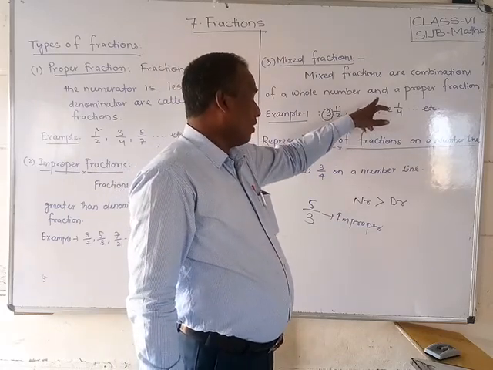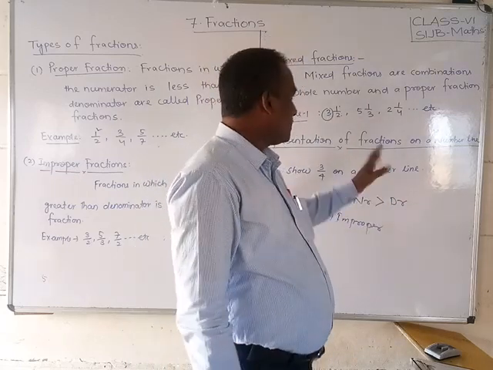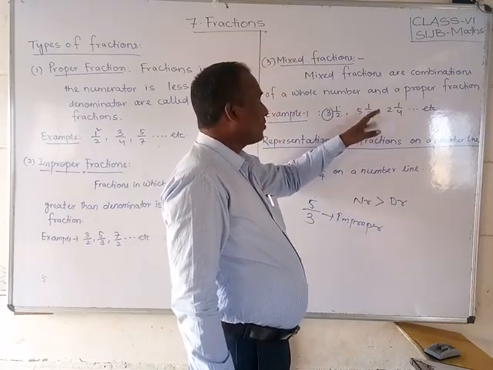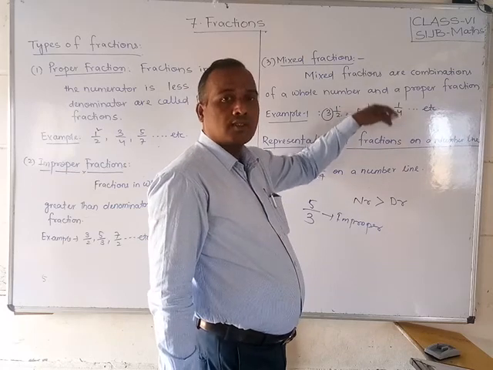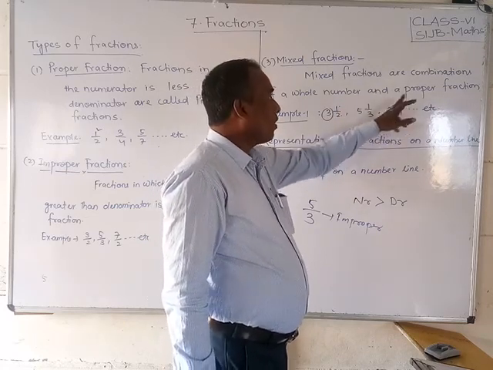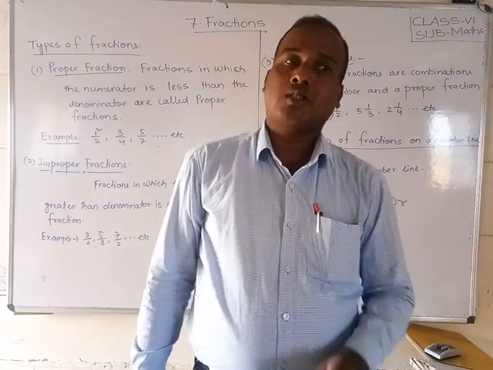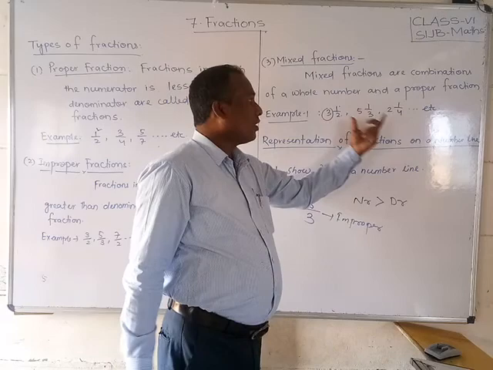5 whole 1 by 3. How should we read it? 5 whole 1 by 3. This is a mixed fraction. 2 whole 1 by 4 is also a mixed fraction. So these are examples of a mixed fraction.